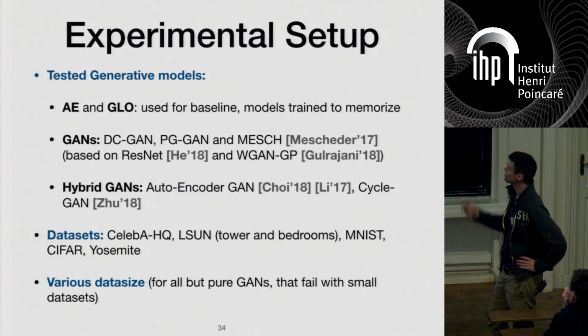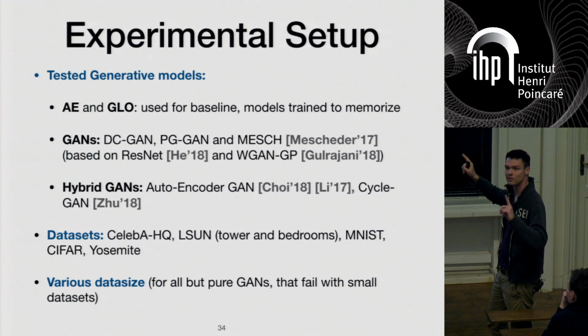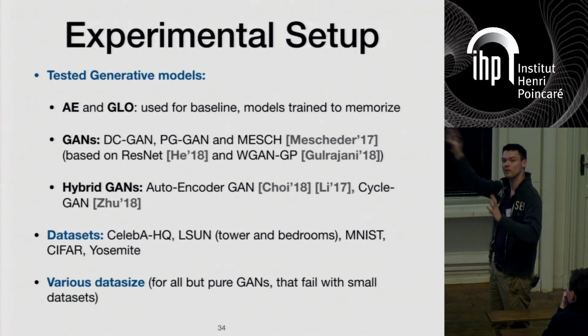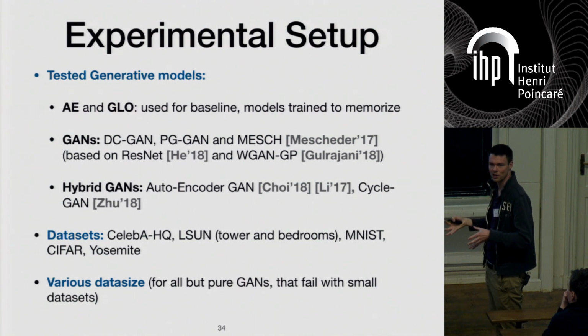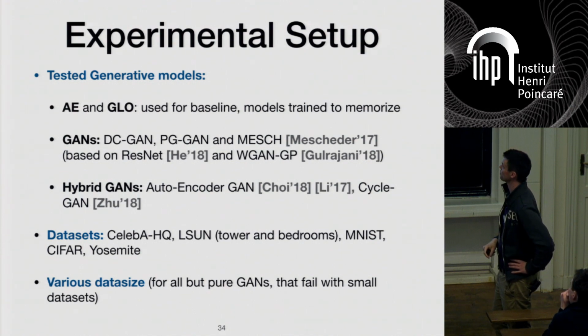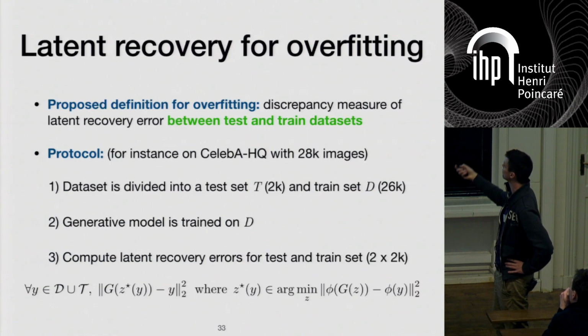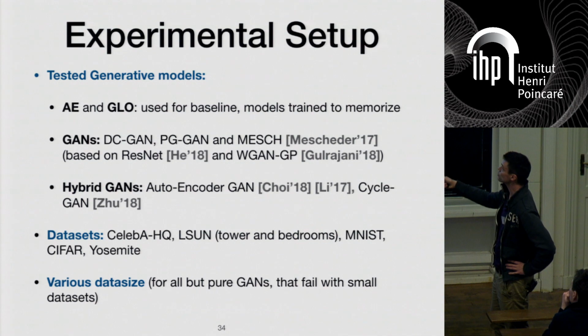What we did was to make extensive tests. We tested very different architectures: autoencoders and generative latent optimization. Remember that those two generators are meant to memorize a mapping between latent code and images, so supposedly those methods are memorizing. For pure GANs, we took off-the-shelf code that works perfectly fine, which we retrained to follow this split procedure. And we also used hybrid GANs.